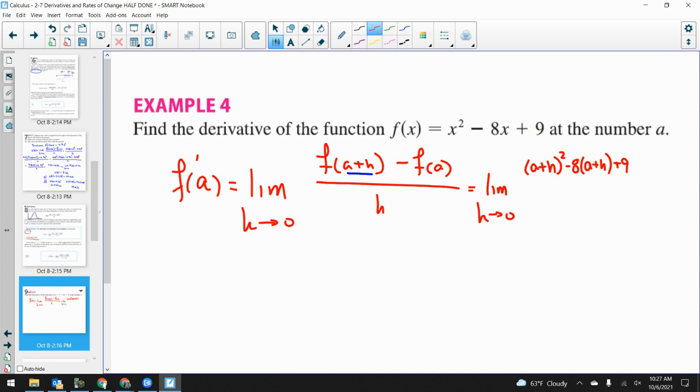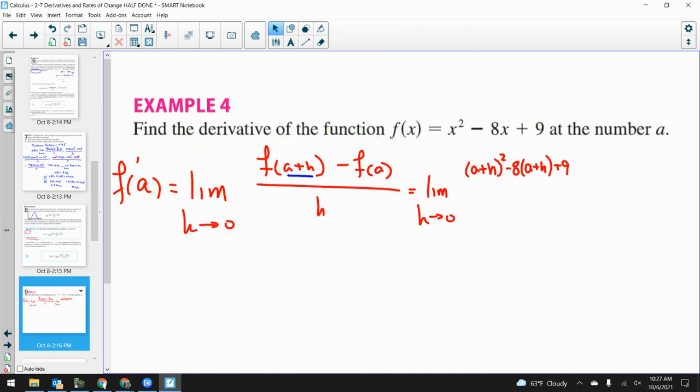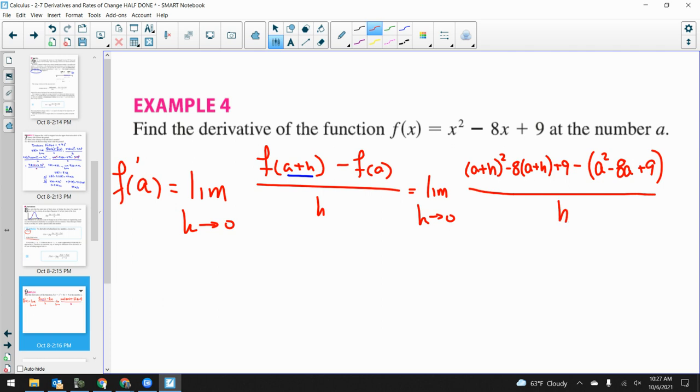Right? That's f of a plus h, and then minus f of a, minus this entire thing: a squared minus 8a plus 9. All I did was take a and plug it in for x. This is f of a plus h minus f of a, all divided by h.